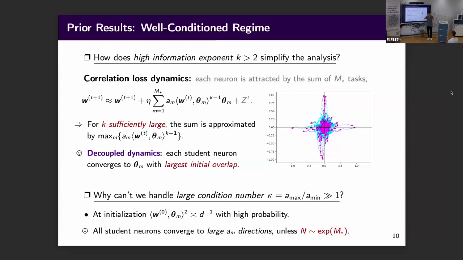So I need to initialize a lot of neurons such that one neuron is going to be significantly closer to one target direction that has a small a_n. Otherwise, it's going to be attracted to the big directions. Does this make sense? Okay.